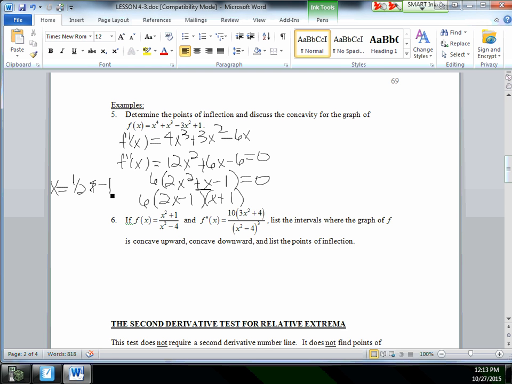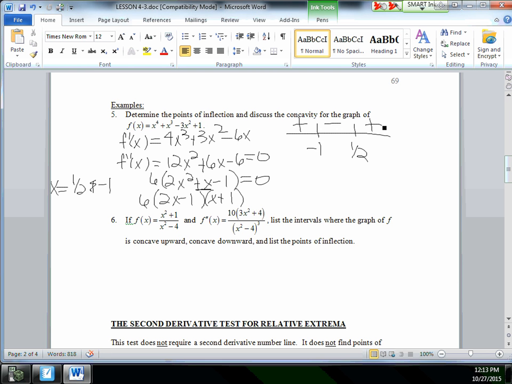Well, we proceed just like we did with the first derivative test. We draw our number line and mark those values on there. And now we test in the second derivative. Plug in negative 2. That's going to be negative. That will be negative, so a negative times a negative is positive. Plug in 0. Negative, positive, negative. Plug in 3, positive, positive.